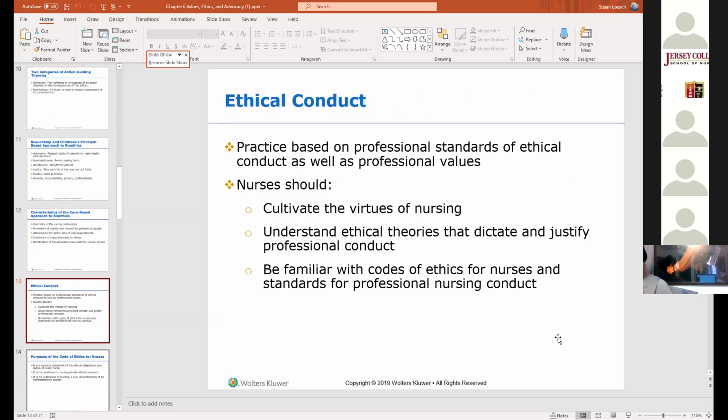It's not just how we talk, but how we practice, based on the professional standards of ethical conduct and our values. We have to cultivate those virtues of nursing, not only in ourselves, but we want to role model those for other people that work with us. So we want to keep that environment. Our environment shouldn't be negative or nasty, or "I don't want to help you," or "I can't trust you." And if you act professional, then other people will start to act professional around you.